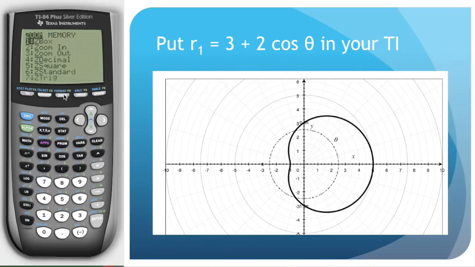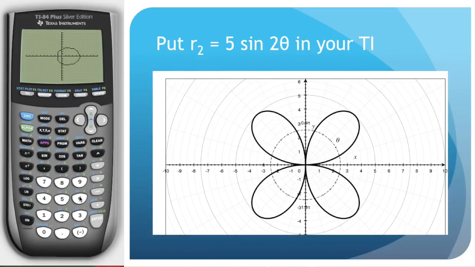And let's go ahead and do zoom standard. And there is my cardioid with a nice dent in it, or dimple, I think is the official terminology, believe it or not. All right, next, we want to put in R2, 5 sine 2 theta. Make ourselves a nice rose here. So this one is 5 sine 2 theta, and close parentheses.